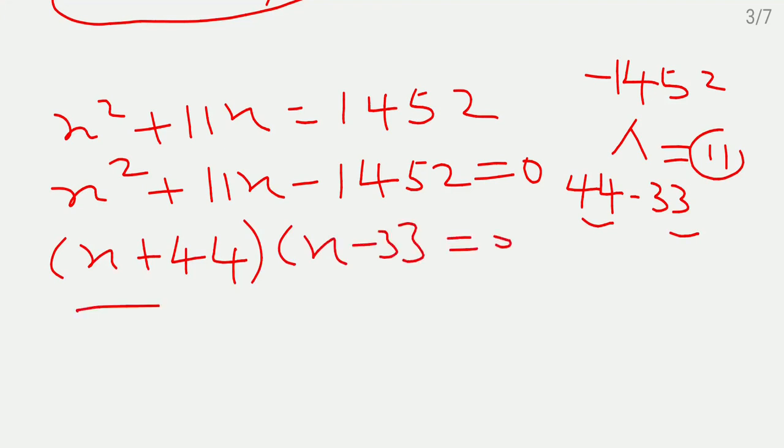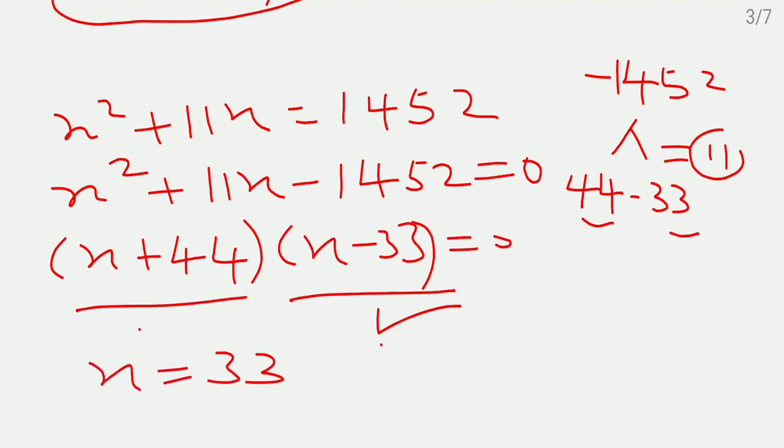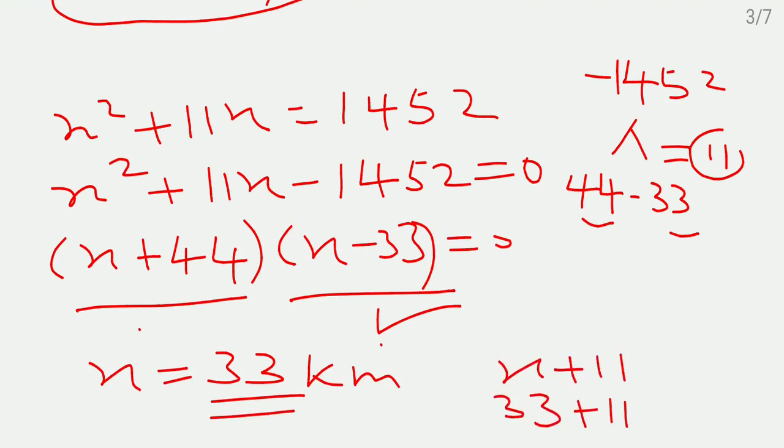Now just look at these two factors. If I compare these two factors with 0, definitely this answer is positive and this answer is negative, and the negative answer is invalid. So my value of x comes as what? 33. So the speed of the passenger train is 33 kilometers per hour. And for the express train it is x plus 11, that means 33 plus 11, which comes as 44. So for the express train, the speed is 44 kilometers per hour.